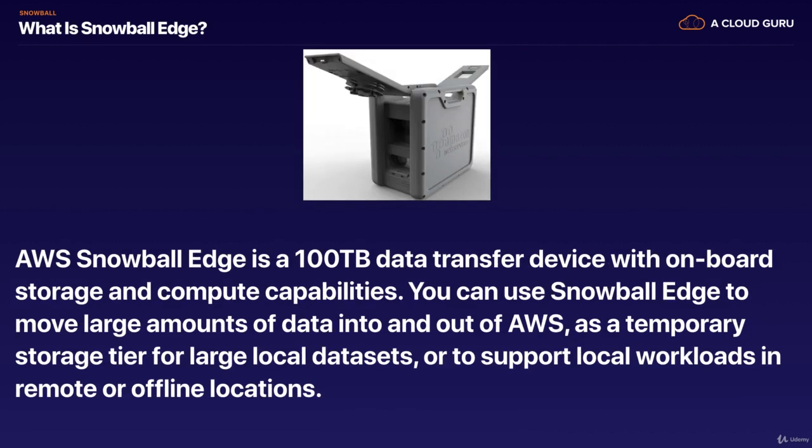We also have a Snowball Edge. Snowball Edge comes in 100 terabytes worth of data. This is a device with onboard storage and compute capabilities, so you can actually run Lambda functions from Snowball Edge. We're going to cover what Lambda is later, but essentially this gives you compute and storage. You can use Snowball Edge to move large amounts of data in and out of AWS, as a temporary storage tier for large local data sets, or to support local workloads in remote or offline locations.